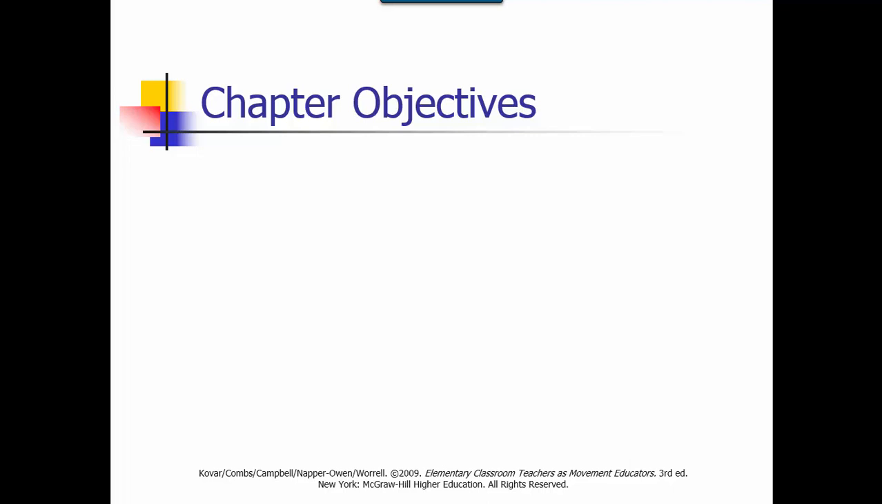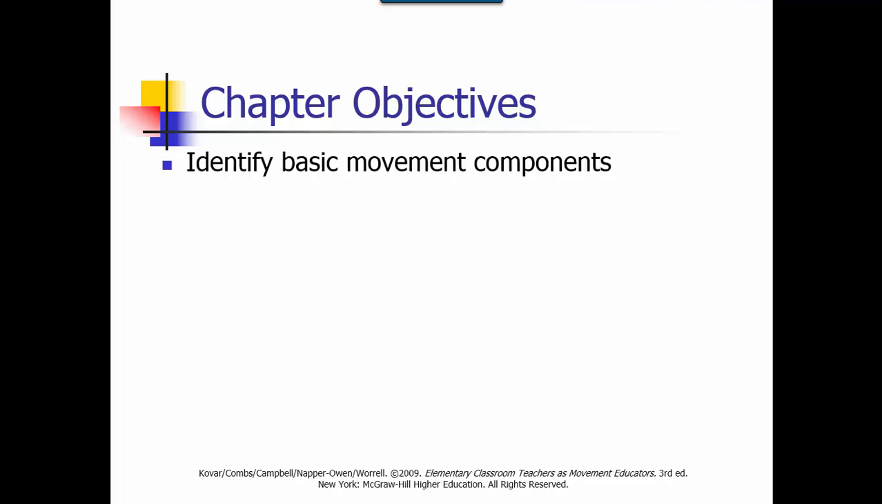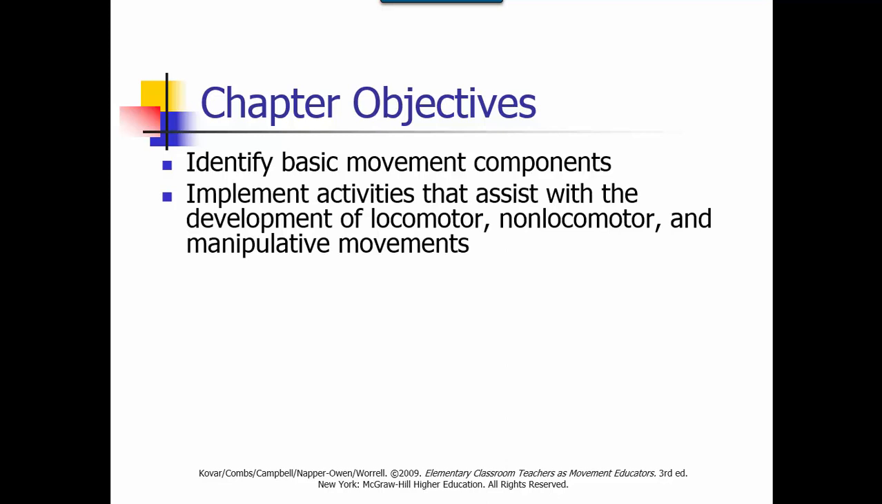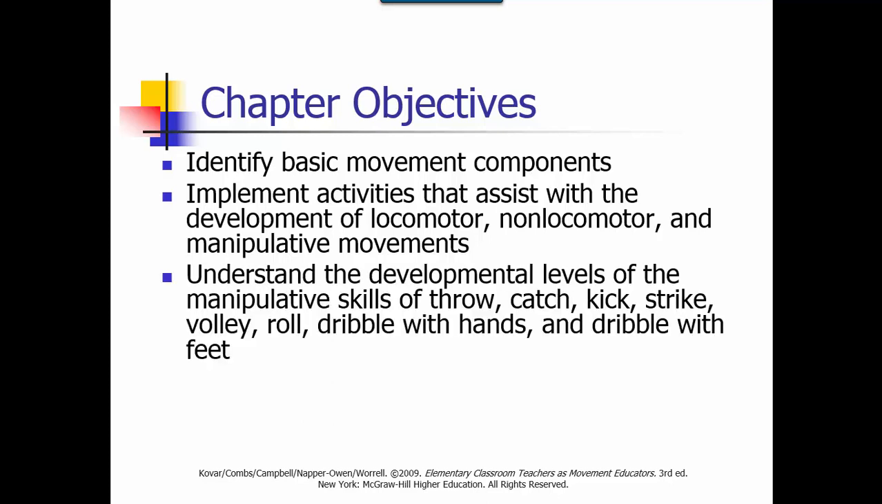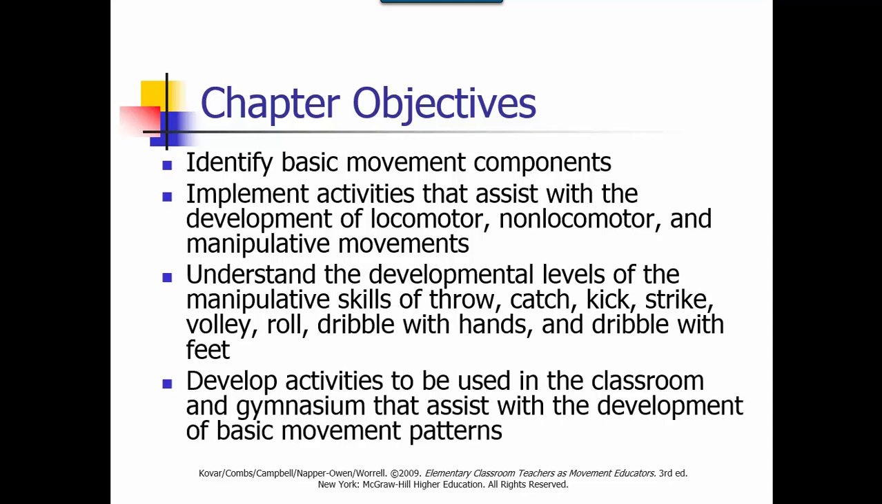We have some learning objectives here. One is that we're going to learn basic movement components. We're going to implement those in development of locomotor, which propels people from one place to the other, non-locomotor, which makes you stationary, and then manipulative movement, which uses equipment. We're going to understand the different levels of all of these skills, and we're going to learn how to adapt these activities in the gym or your classroom or free play.